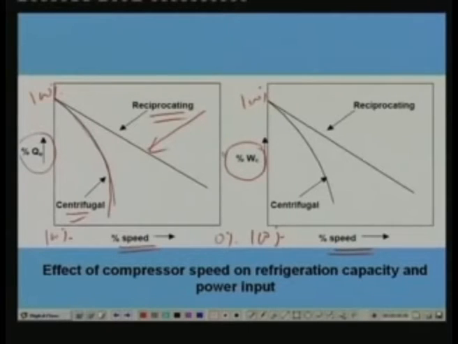compared to reciprocating compressor. And the characteristics of the centrifugal compressor and reciprocating compressor in terms of power input can be seen from this figure. Again you can see that the performance of centrifugal compressor is more sensitive to reduction in speed. Okay, this should be percentage reduction in speed, right.